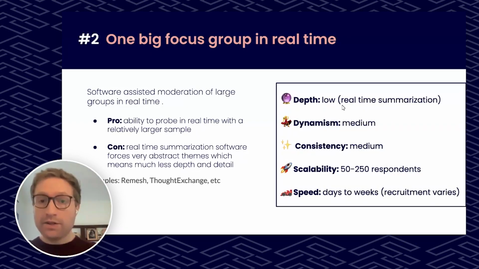The dynamic nature is medium to high. I'm saying medium here because the researcher is responding to an abstract summary. So you're not really able to say, ooh, that really particular nugget someone said in the Facebook group, I'm going to double down on that. You're responding to a more abstract summary. So I'd put it in the medium category.